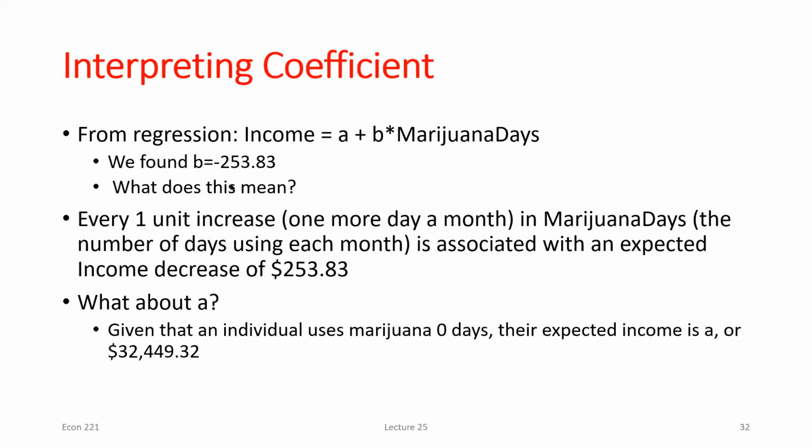So I've got those interpretations here on the slide that I just said, right? I've got the 1 unit change, or 1 more day a month, causes the income to go down by $253, and then I have that intercept interpretation as well. Okay? So anytime in a homework or on the exam, when you see interpret this coefficient, you're not saying it is 253. No, give me the full interpretation, okay?